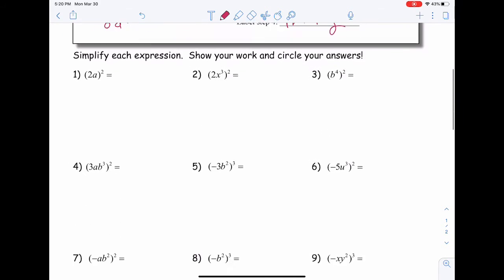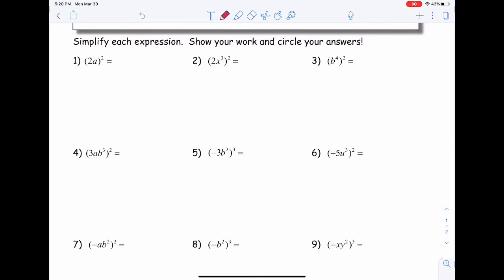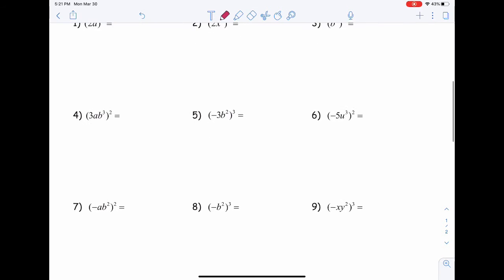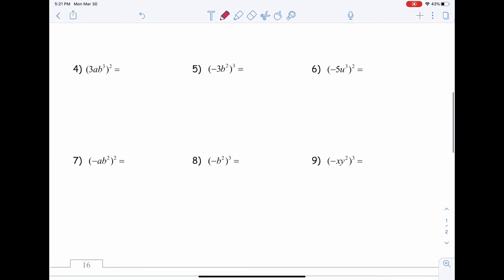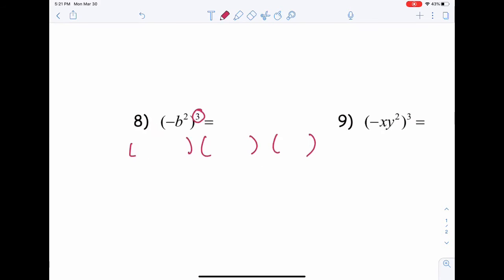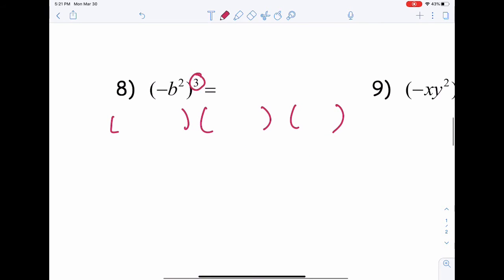Okay, let's go ahead and try this one more time. Maybe let's try it out with number 8. That looks kind of difficult. So here, this exponent is attached to the parentheses, so we're going to have 3 parentheses. So 1, 2, and 3. Let's go ahead and zoom in a little bit more. So this is going to be negative b to the power 2, negative b to the power 2, negative b to the power 2. So remember, here we have an invisible 1 in the front.